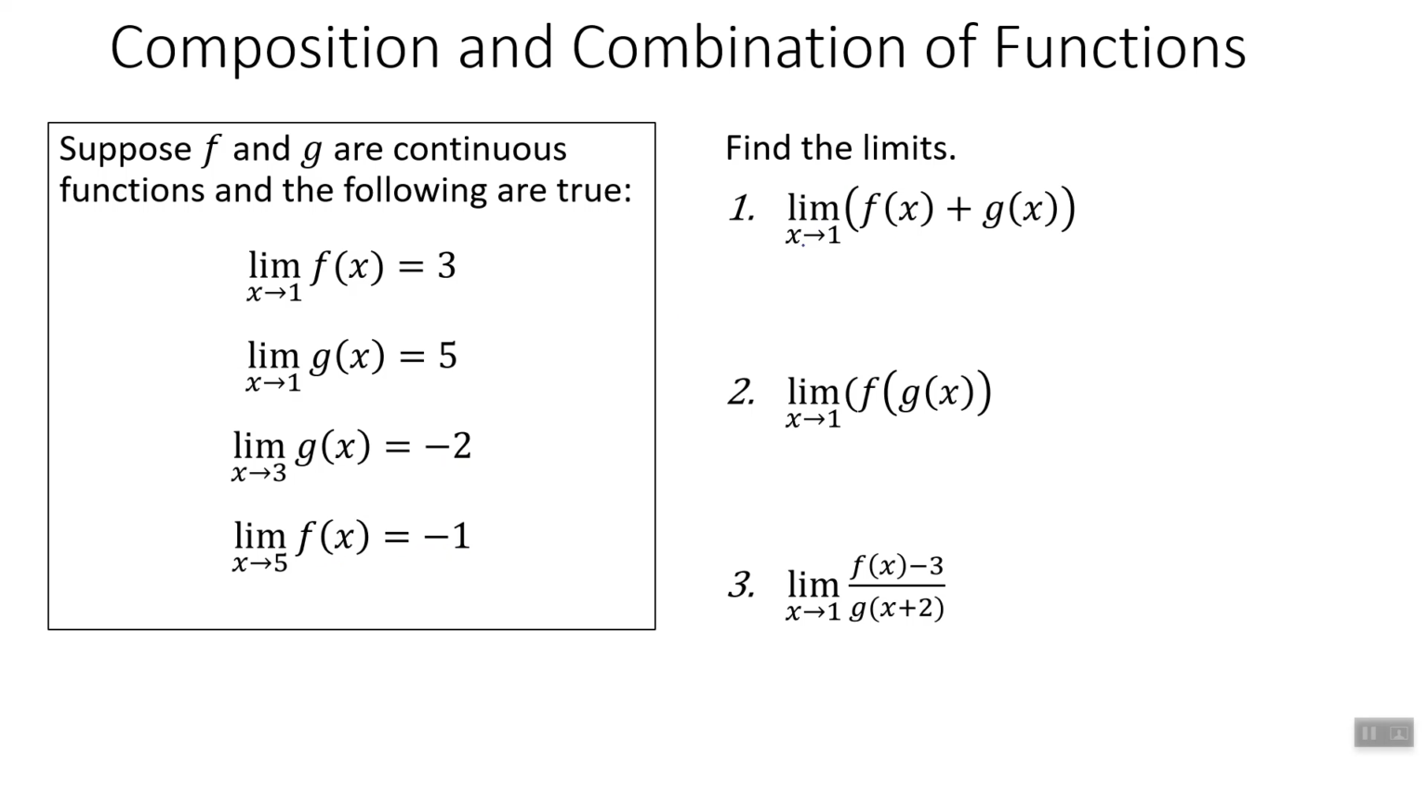The first one up here, we want the limit as x goes to 1 of f of x plus g of x. Well, we know we can split that. It's really just the limit as x goes to 1 of f of x plus the limit as x goes to 1 of g of x. Now we go over here and we say, look, the limit as x goes to 1 of f of x, that's just 3. The limit as x goes to 1 of g of x, that's the second one here, that's just 5. So really this problem is just 3 plus 5 is 8. So our limit here is 8.